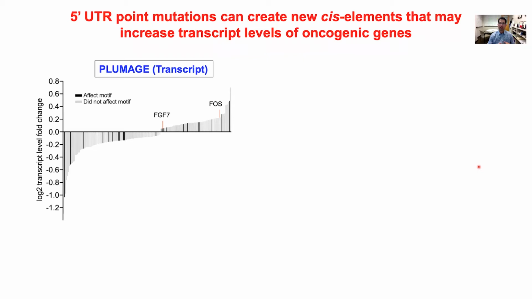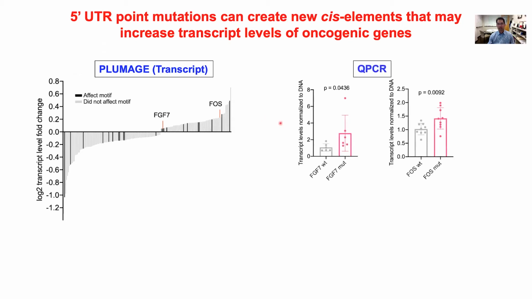Given these findings, we wanted to validate whether what we're seeing with PLUMAGE was actually occurring using orthogonal systems. At the transcript level, we decided to focus on two genes, two oncogenic proteins, FGF7 as well as FOS, as shown here. These were predicted through PLUMAGE to upregulate transcript levels. So we did qPCRs on these plasmids after transduction in the cells, and indeed, we saw an increase at the transcript level.